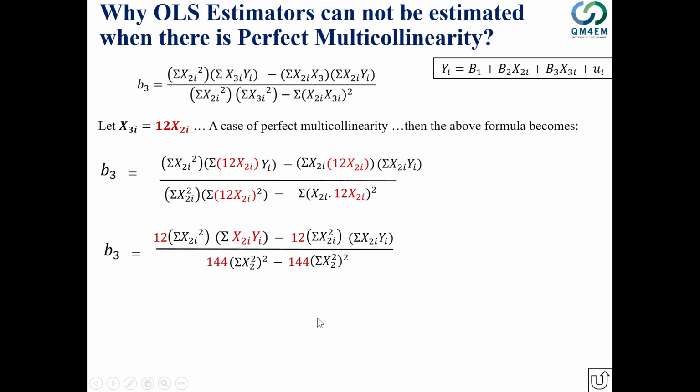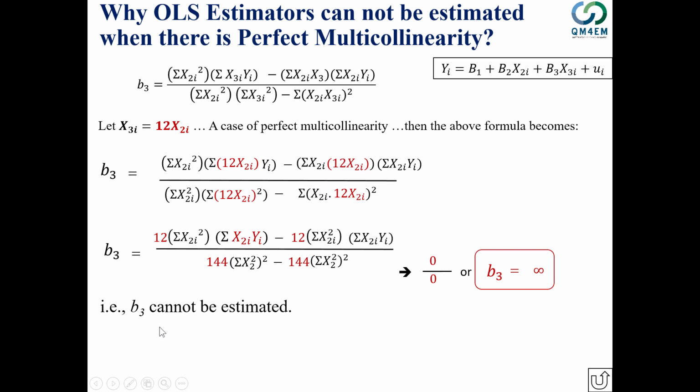Now look at the top values, it's the same values, 12 summation x2i square into summation x2i yi minus the same term, so that makes it equal to 0. And then look at the bottom, the denominator value, 144 summation x2 square whole square minus 144, again the same term, so divided by 0, and then B3 is equal to what? 0 divided by 0, what is it equal to? It's infinity. It's undefined.